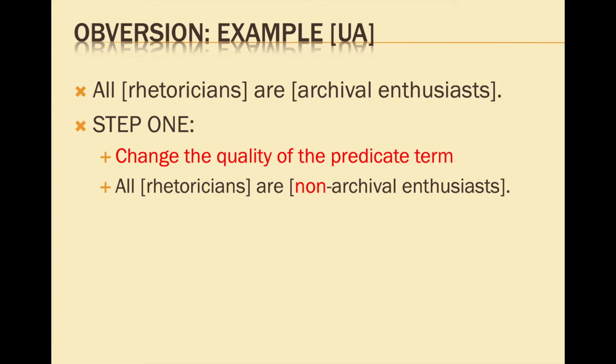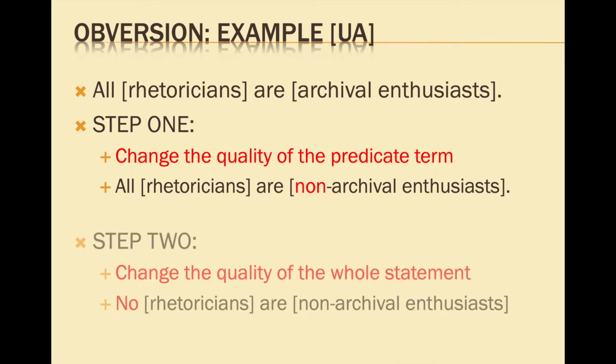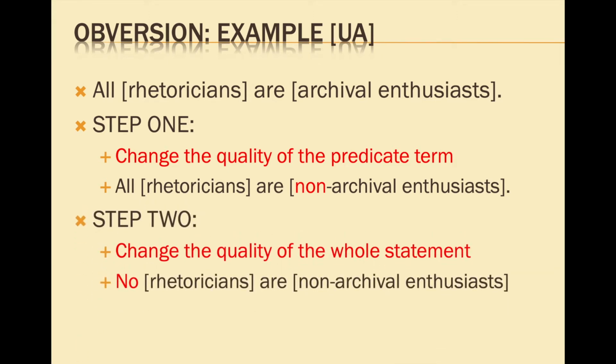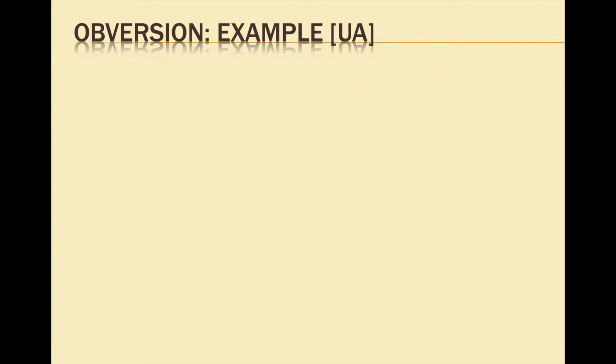But of course, we're not done yet. We then move to step 2 and change the quality of the whole statement. And when we do that, we change from an affirmative statement to a negative statement. Again, not changing the quantity, it remains universal, but we change only the quality, so it becomes negative in this case. So the final and logically equivalent statement to the original would be, no rhetoricians are non-archival enthusiasts.